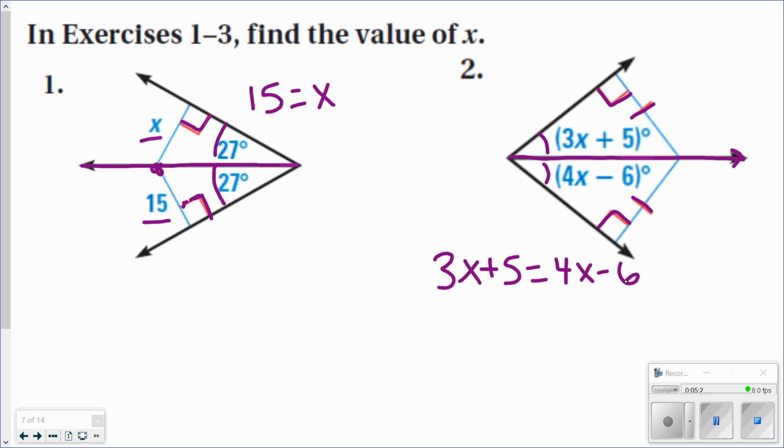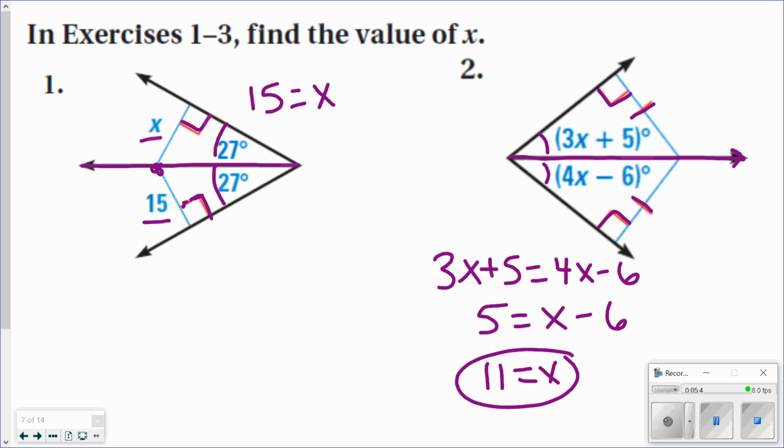I'm going to subtract 3x from each side. So 5 is equal to x minus 6. I'm going to add 6, and I end up getting that 11 is equal to x. And let's double check that our x value is correct. If I plug x back into my equations for my angle measures, I end up getting that this angle is 38 degrees and this angle is 38 degrees, which they should be equal to each other since it was an angle bisector. So I am correct.